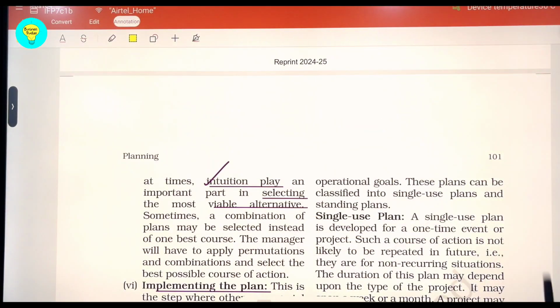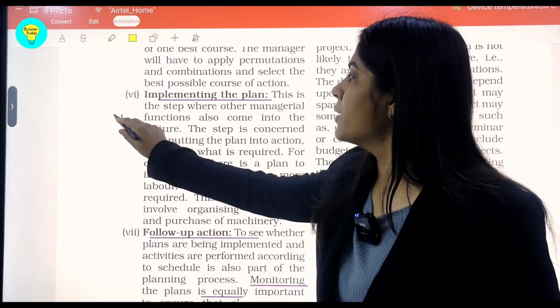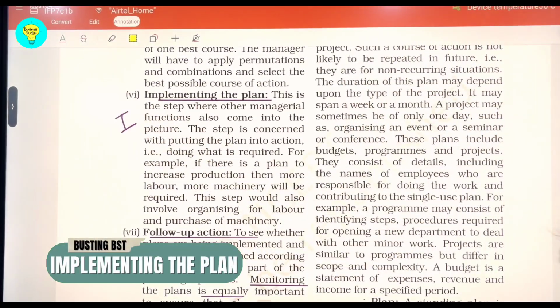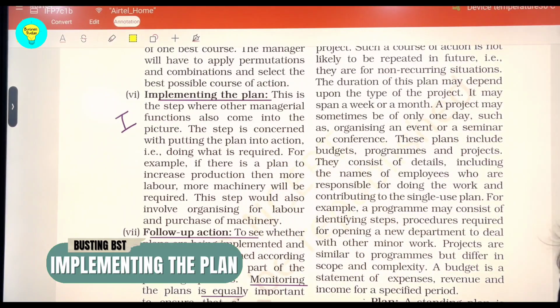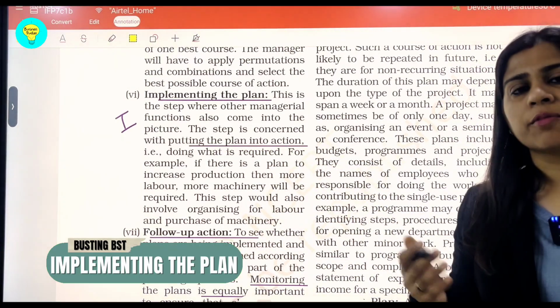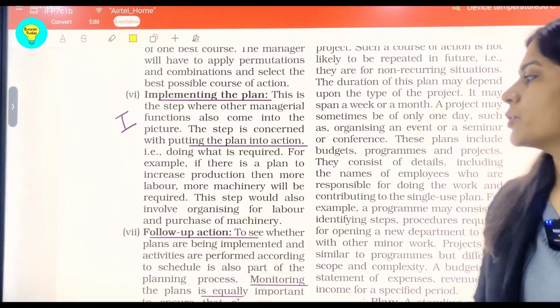So intuition also has an important role to play in the selection of alternatives. Then next in line is I and F, I representing implementation of the particularly selected plan and putting the plan into action, which is definitely required because till now everything is on paper and nothing will work unless and until it is put into action.